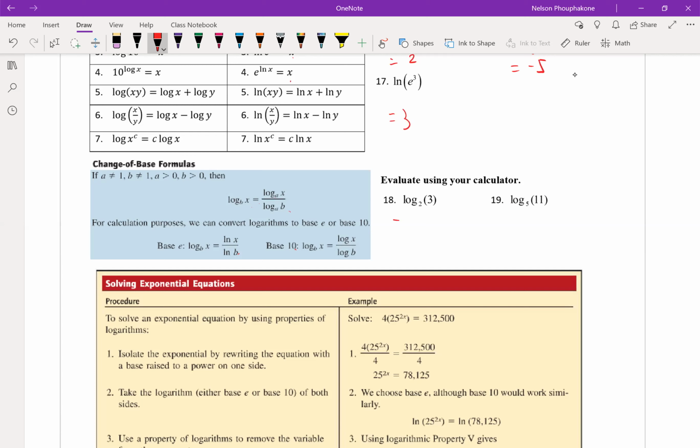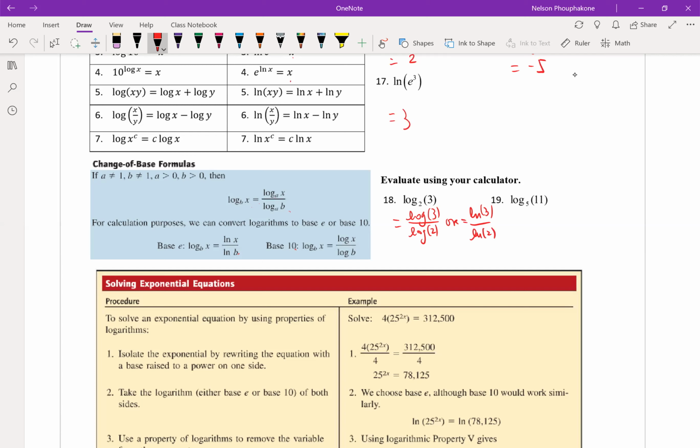So what does this mean? It means that if I have log base 2 of 3, then I could input log of 3 over log of 2 into your calculator, and then we will find it. Or we could write it as natural log of 3 over natural log of 2, so we will get the same answer as well.